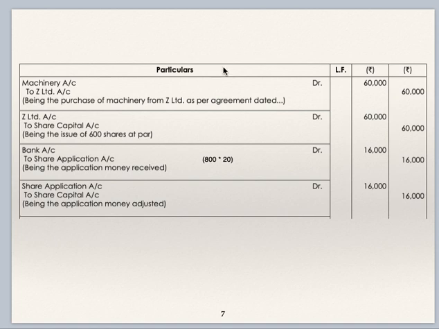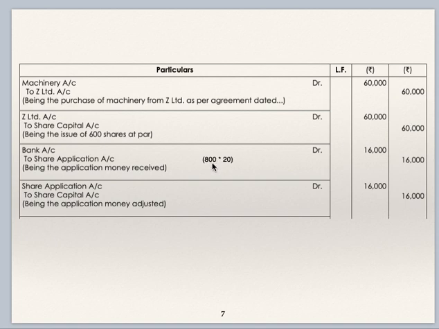Now we'll see the journal entries. 600 shares they have issued as fully paid for purchasing machinery from Z Limited. So the journal entry for this is: Machinery account debit to Z Limited, 600 into 100, 60,000, and Z Limited to share capital 60,000. If you see Z Limited, one debit and one credit, the net effect is machinery account debit to share capital 60,000.